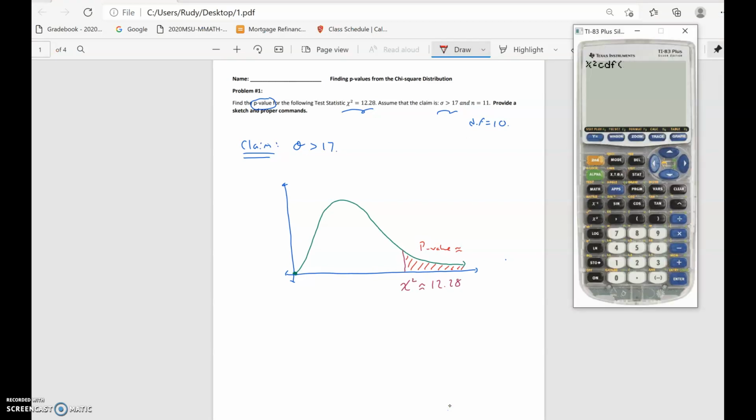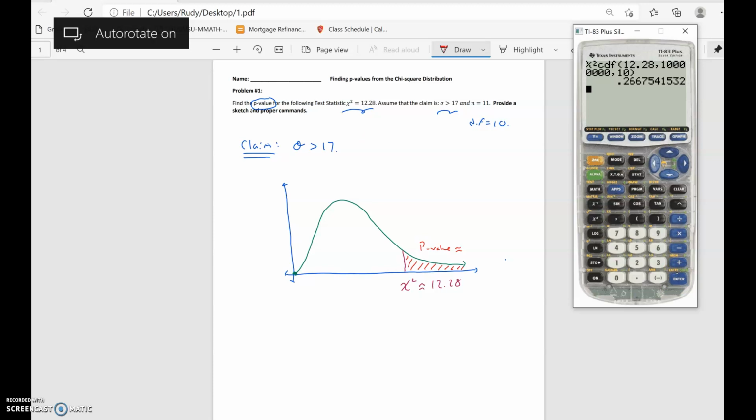Okay. Now, your chi-square CDF is going to go from 12.28 to technically infinity. The chi-square distribution is unbounded above. So you would just say a very large value. And then the command is going to have degrees of freedom. So that would be the actual code.